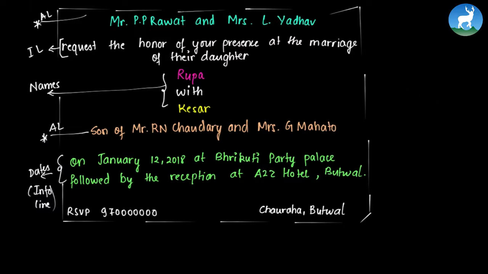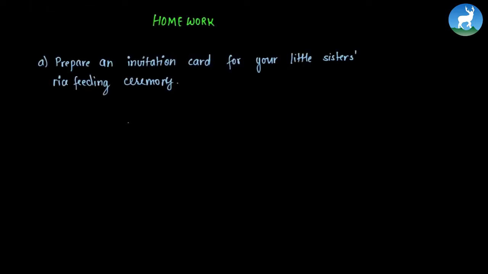And with this we've come to the end of our class. The homework for you is to prepare an invitation card for your little sister's rice feeding ceremony. Now for this, the format will pretty much be the same. You can mention the name of the parents of your sister at the top, and in the invitation line you need to state the reason for the invitation. That is, you can say XYZ and ABC, so the name of the parents.